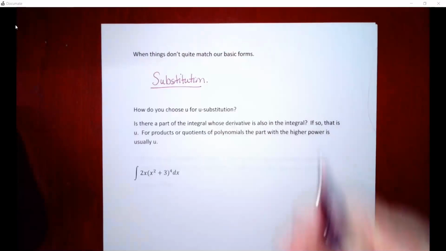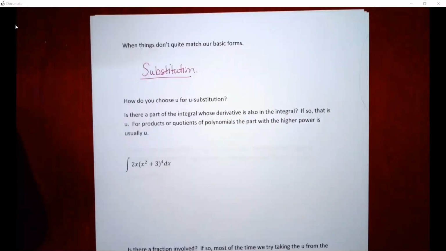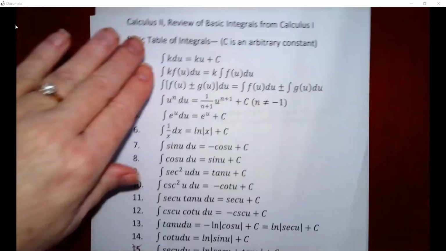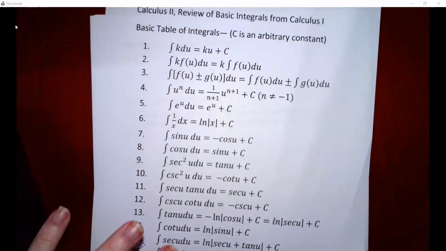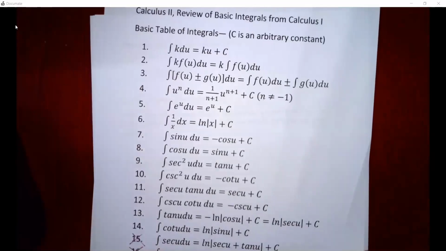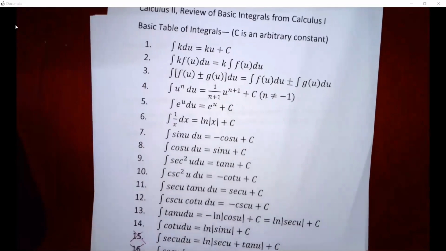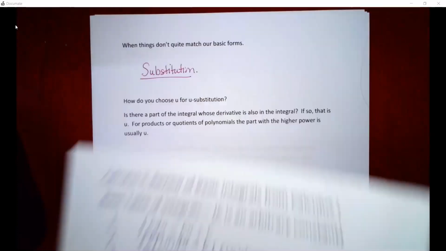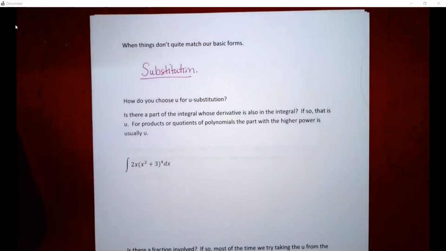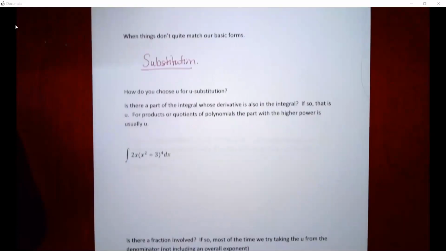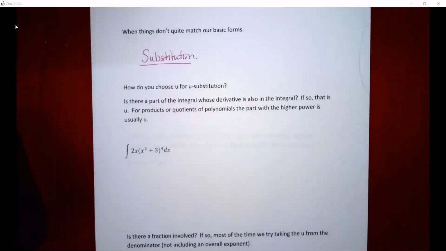Now, what are we doing with substitution? A lot of times we just call it U substitution, but when we're doing a substitution for an integral, what we're trying to do is take an integral that kind of resembles something that we know how to integrate, but maybe doesn't quite match up, and make it look like something that we know how to integrate. So how do we go about doing that? Well, it depends on what you're trying to get to.